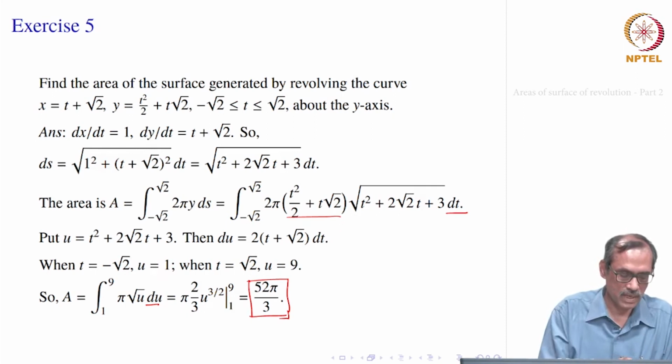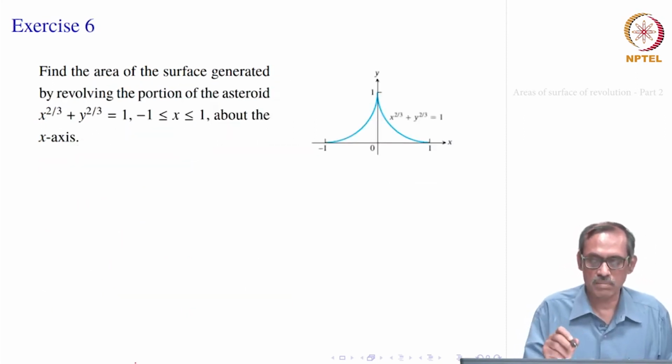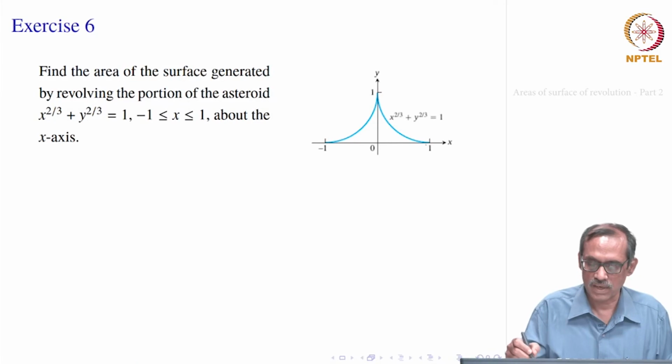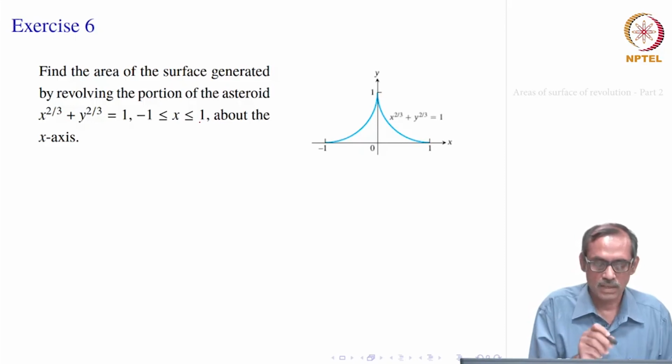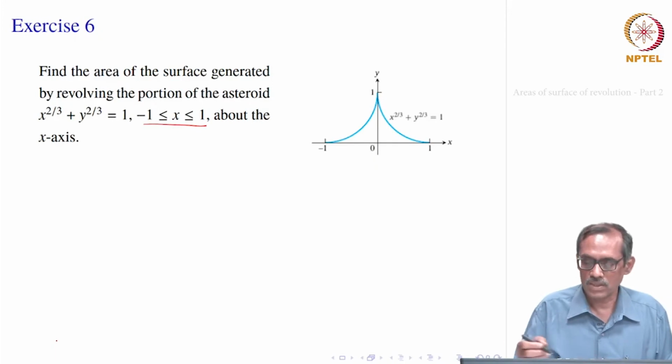Okay. So, let us take one more last problem. Find the area of the surface generated by revolving the portion of the asteroid. You have seen the asteroid earlier, 4 petals were there. Now, we have only 2 petals here, because x varies from minus 1 to 1. x to the power 2 by 3 plus y to the power 2 by 3 equal to 1 is the curve, and the portion of the curve is described by limiting x to minus 1 to 1, and this is revolved about the x axis.